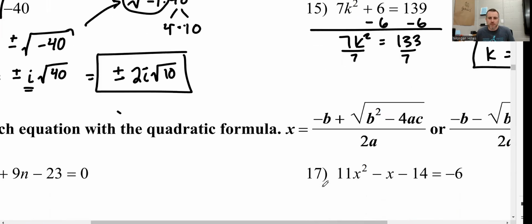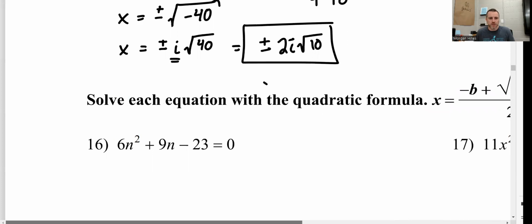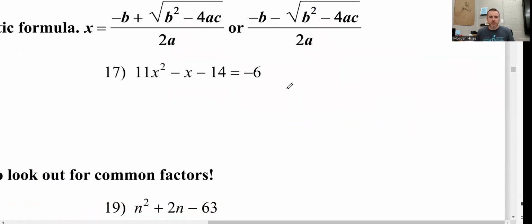Okay. Real quick, let's do a quadratic formula question. I'll do number 17. Quadratic formula is above. Notice how it says this or this. The plus or minus in the quadratic formula is what gives you two answers. One of the answers is done by adding the two things in the numerator. The other one is done by subtracting the two things in the numerator.